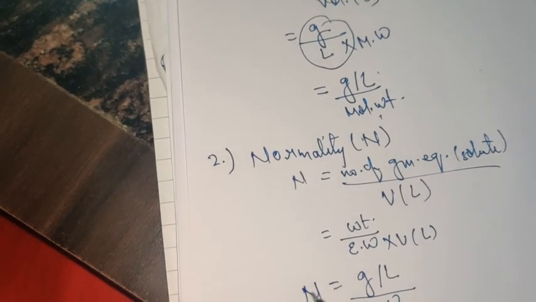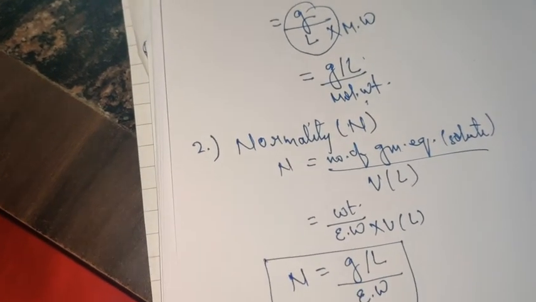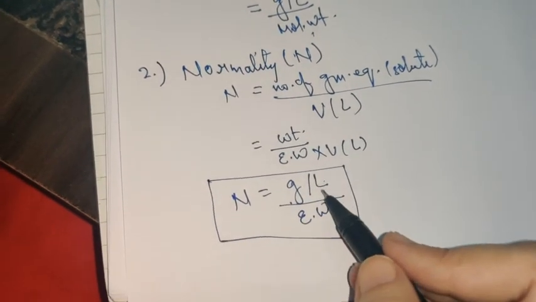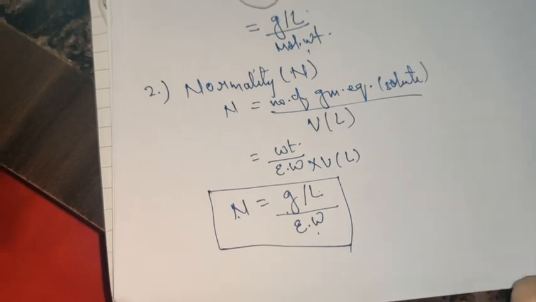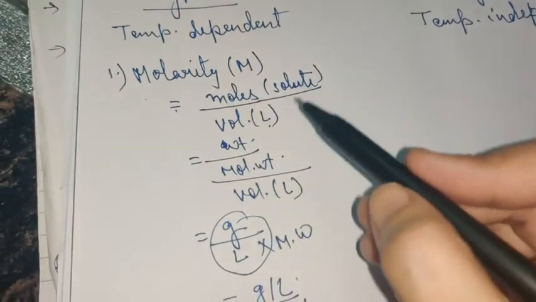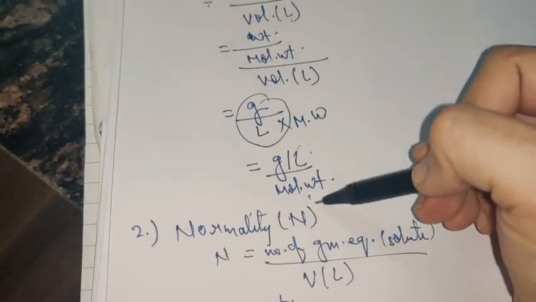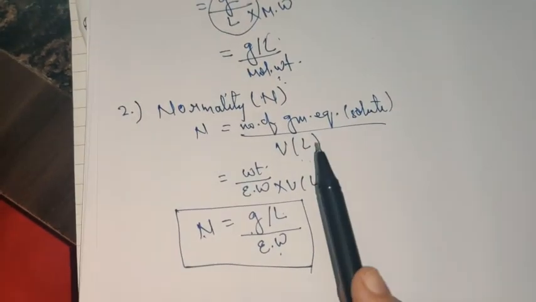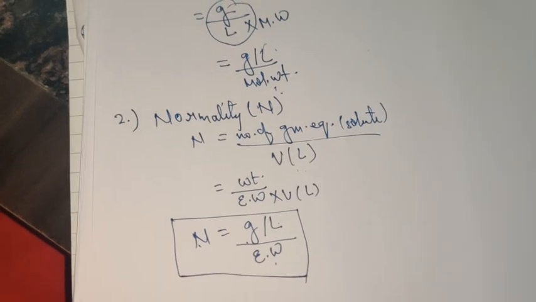So when you divide the simplest concentration term, that is gram per liter, by equivalent weight, you get the normality. And when you divide this gram per liter by molecular weight, you get the molarity. This also includes the volume, so obviously this is also temperature dependent.